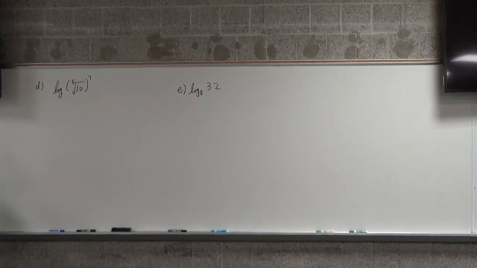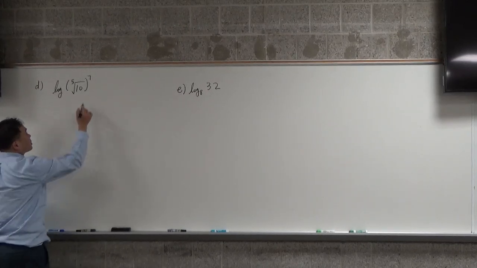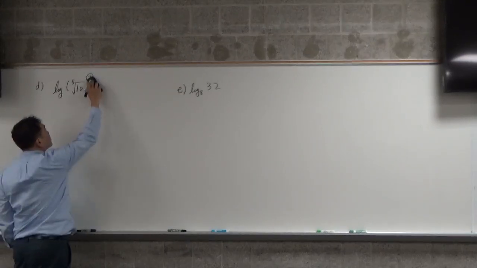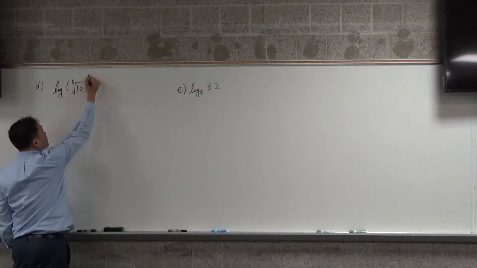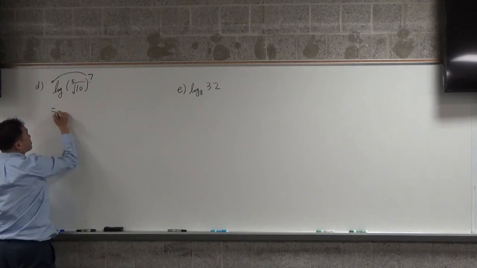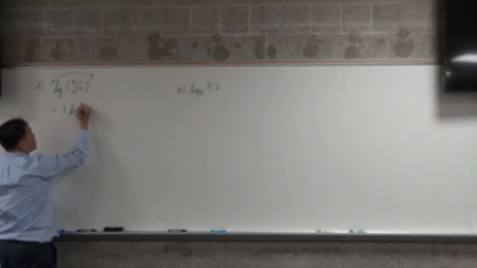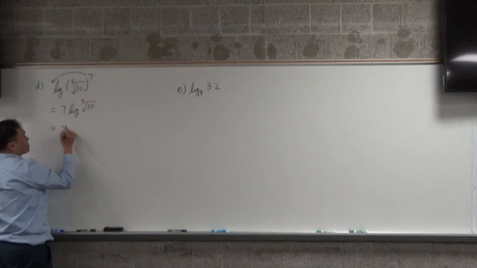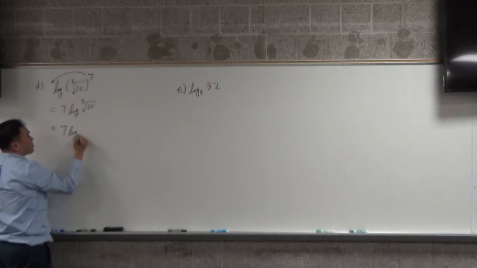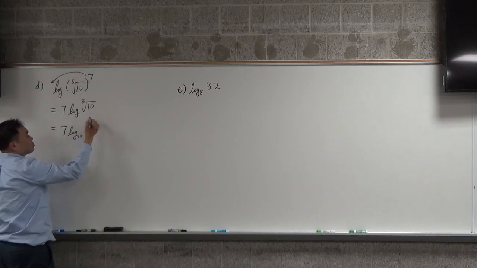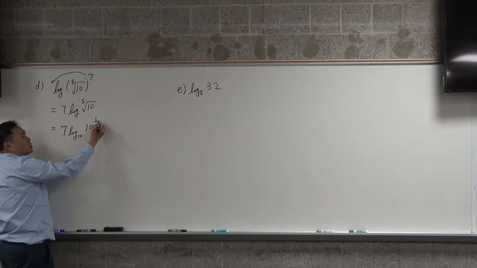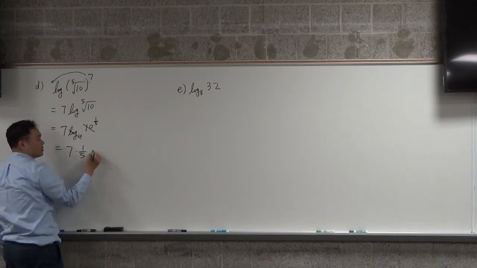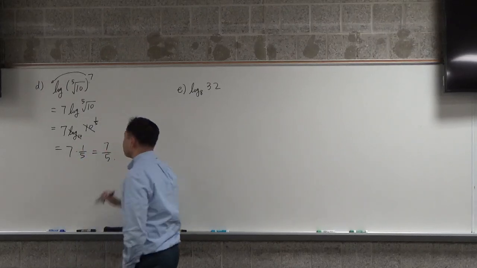Okay, so for this one, I have some kind of an exponent. What can you do with that? You can move it in front, right? You can make it jump over the log. So this would be 7 times log 5th root of 10. Oh wait, I don't see any base. What does that mean? That means it's log base 10. And 5th root is same as what power? 1/5 power. So when these cancel, you end up with 7 times 1/5. That's going to be 7 over 5.